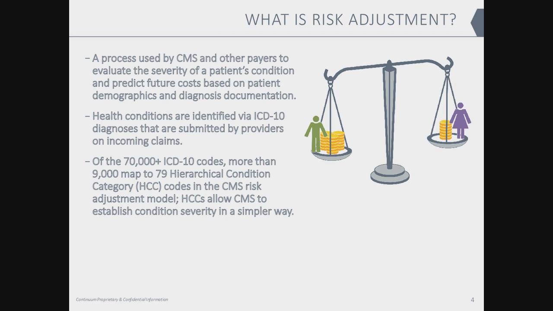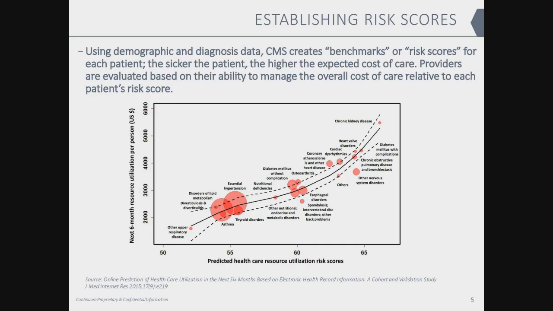CMS employs the HCC, or hierarchical condition category model. Specific to the MSSPs, it's the CMS model, but for the commercial models and Medicare Advantage, they're using the HHS. It's really around that predictive power of where the future spend is going to be, using the ICD-10 codes and diagnoses. So that's really what the purpose of this is about.